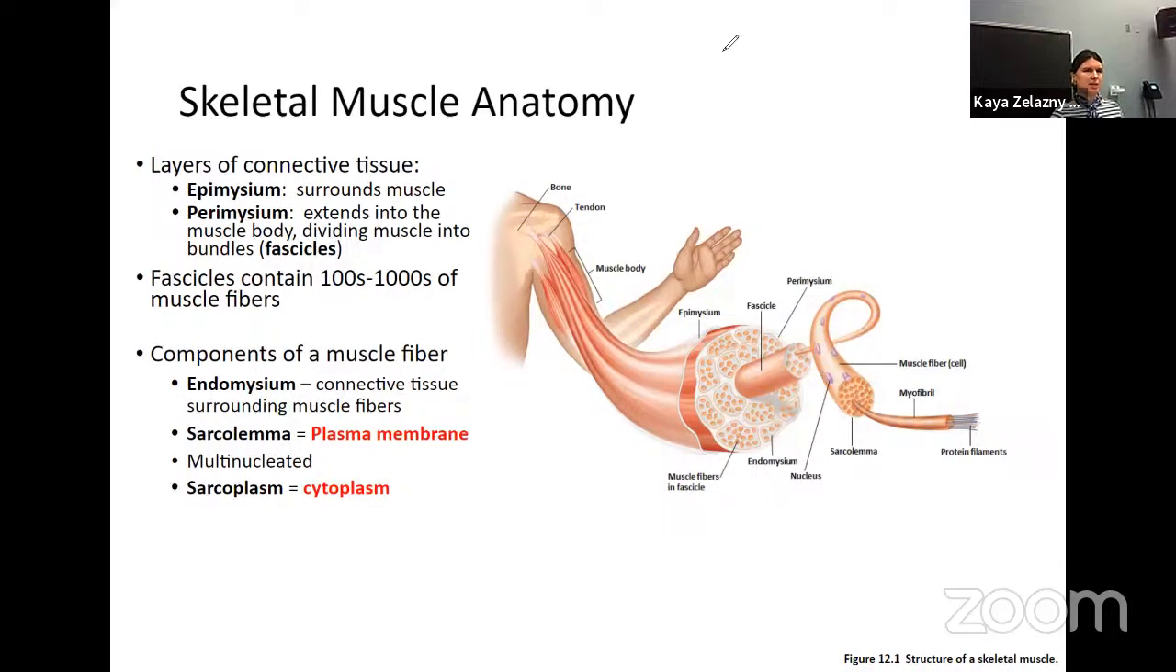We also have a special name for the cytoplasm of our muscle fiber. If we're talking about a muscle fiber, the cytoplasm is now called the sarcoplasm. So we're going to see this word root sarco a bunch when we're thinking about these muscle fibers. That should be a hint that you're possibly thinking about skeletal muscle when you see that root.